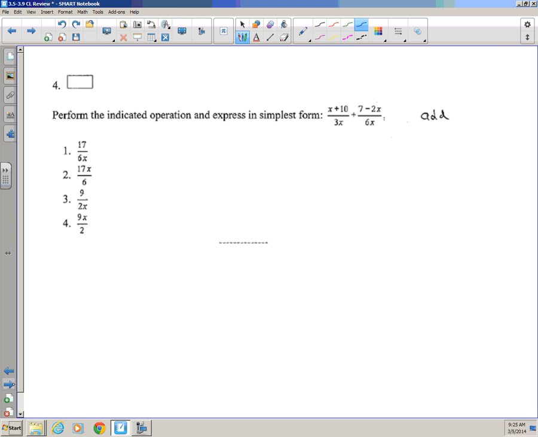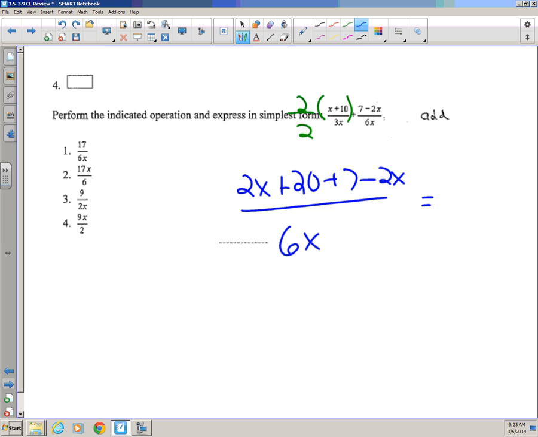Number 4, we're looking for addition again, and we do not have like denominators. The like denominator becomes 6x. I need to multiply this first fraction by 2 and nothing by the second fraction. Again, realizing that I have to distribute: 2x plus 20 plus 7 minus 2x. We're still over a 6x.